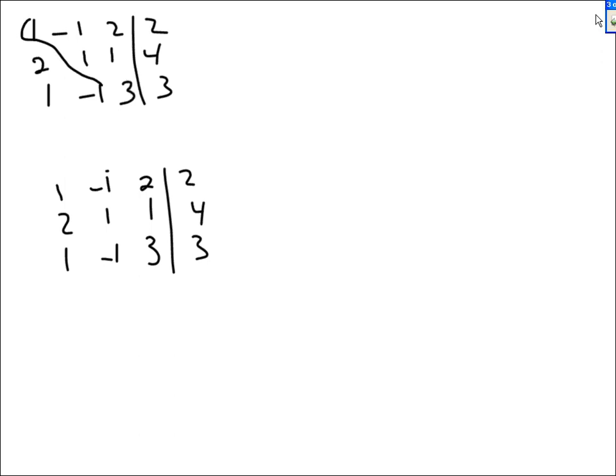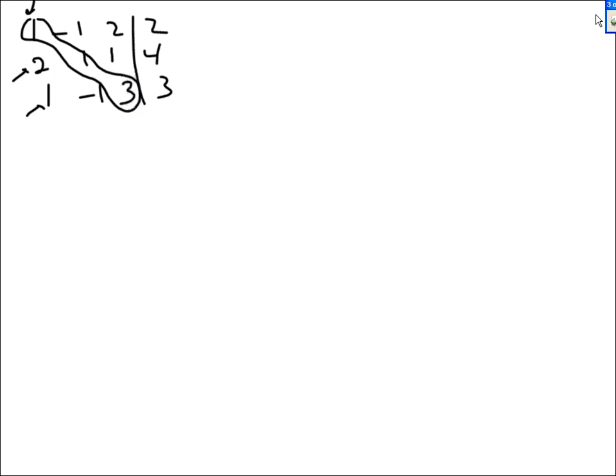These are the diagonal entries. In column 1, I want to get everything else to be 0. I want that 2 to become 0, and below the 2, I want the 1 to become 0. Go column by column.